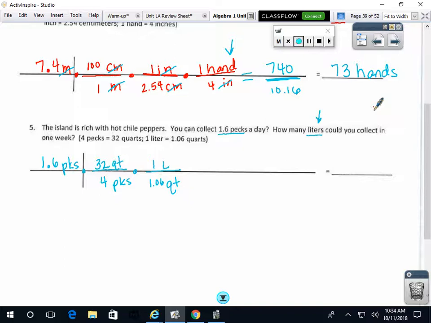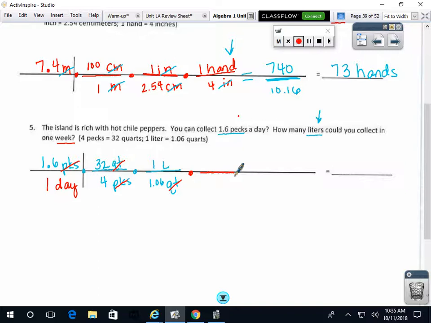Okay, it looks like everybody's finished copying, right? Okay, so look, I've now gone from pecks to liters, which is what they wanted me to do. I crossed out these units, but I'm not done. This one's different than all the other ones we've done so far. You're converting two different things. They want you to convert pecks per day to liters per week. So now below the 1.6 pecks, I'm going to put 1 day, because that's how many you collect in 1 day, right? But they want to know how many liters that would be per week. So I've got to convert these days into weeks.